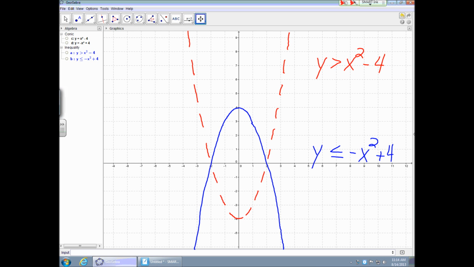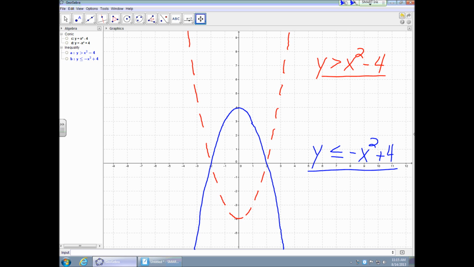In red, I have graphed y is greater than x squared minus 4, and you notice on the graph it is the red dashed quadratic. It's dashed because it does not say or equal to. And then here in blue, we have y is less than or equal to negative x squared plus 4. And you notice that it is solid because it says or equal to.